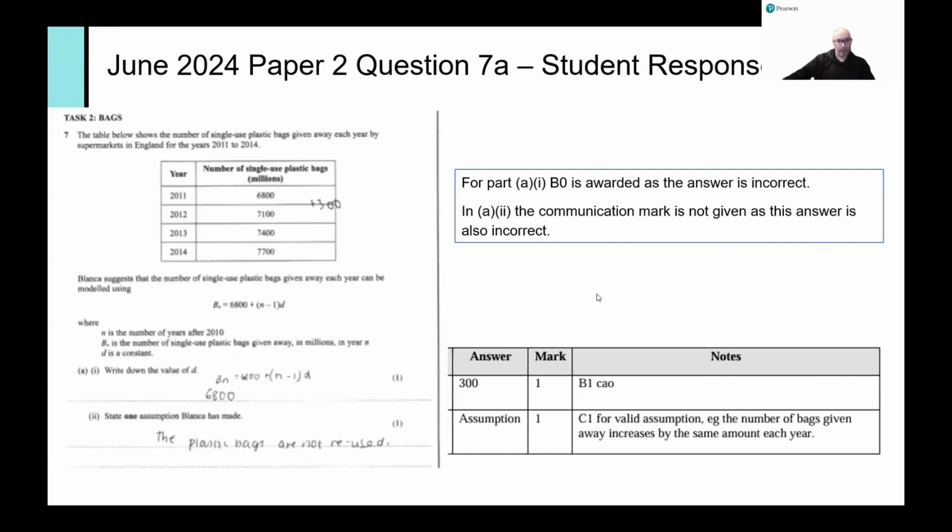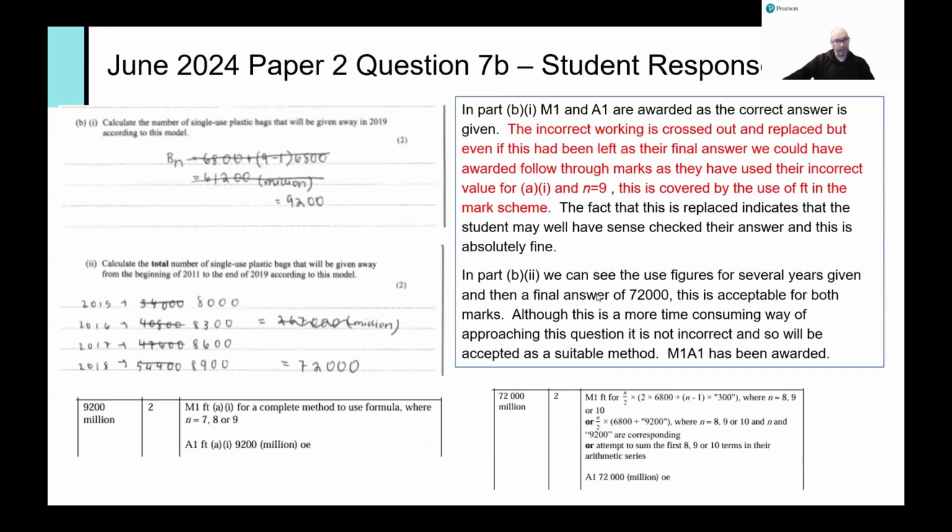Another response to that same question. So they do not get the first mark, they've not got the correct value of D. And also the communication mark is not given because that's not correct. Part B.